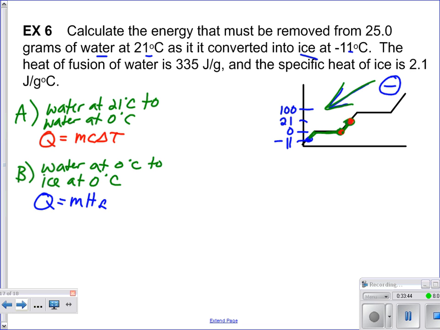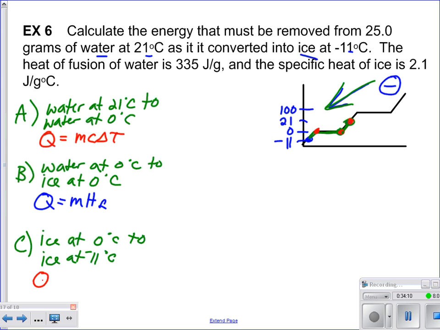So now, let me get my colors straight. So now we're right there. Our last little step, we want to take it from ice at 0 degrees Celsius to ice at negative 11 degrees Celsius. Again, one phase with a temperature change, so that is going to be Q equals MC delta T. So now that we've got all that figured out, we know what we're doing on our heating curve.